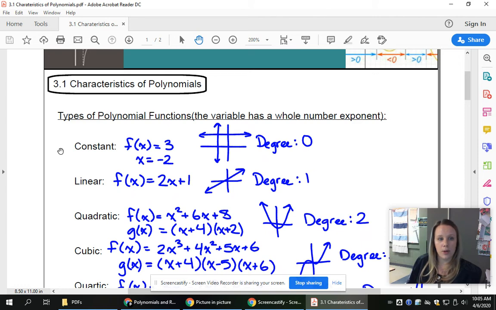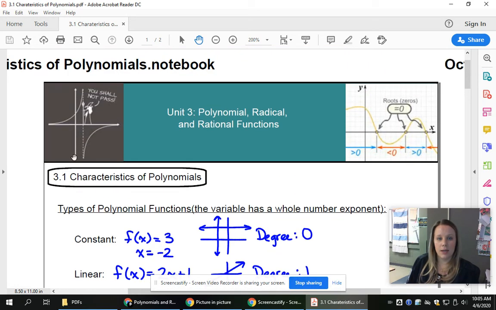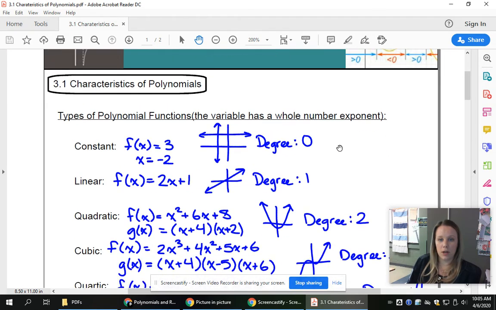So here's 3.1. This unit, again, is about graphing polynomials, radicals, and rationals, but radicals we will omit for this remote learning time that we have. We're going to talk about characteristics that polynomial functions have, and most of this will be review. We studied polynomials in 10C and 20 and 30-2. We're just putting them all together in a big group now.